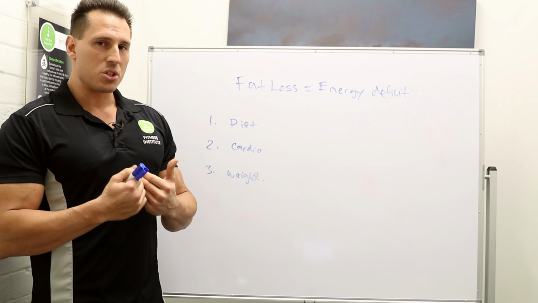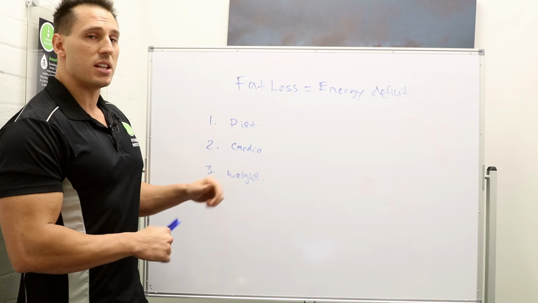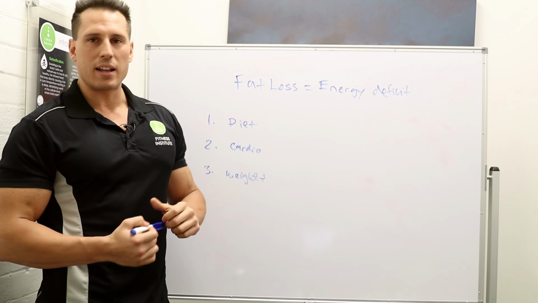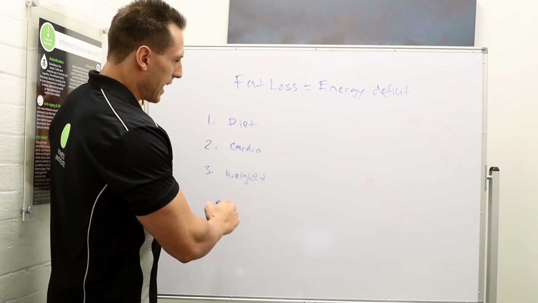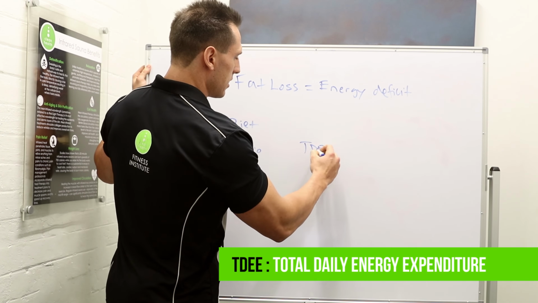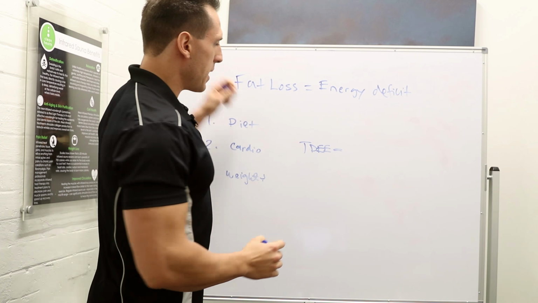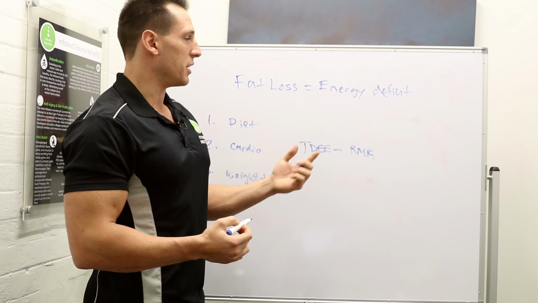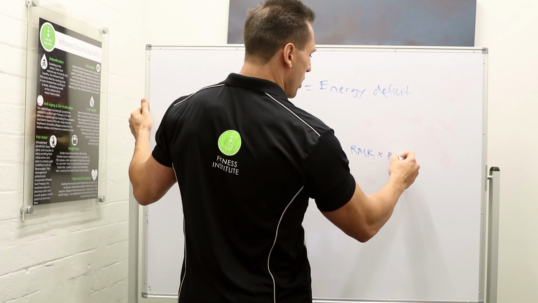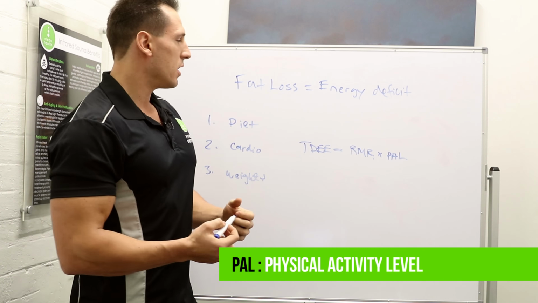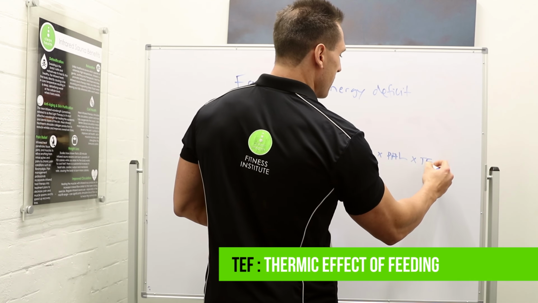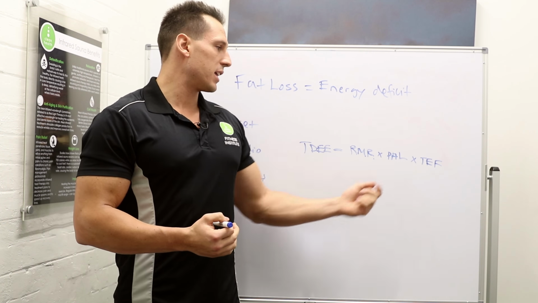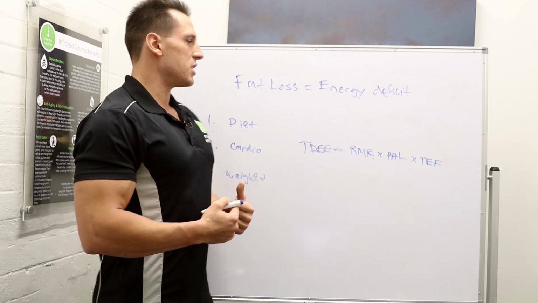Now, my preferred option is to moderate these two and increase this one here. Now, why do I do that? And this is in agreement with most of my colleagues here at the Institute, because if we look at your daily energy expenditure, we call this TDEE, basically that's made up of your resting metabolic rate, which is how much energy you burn at complete rest, times your PAL, physical activity level, times your TEF, which stands for the thermic effect of feeding. Every time you eat a meal, this goes up because of the extra energy cost of digesting your food.